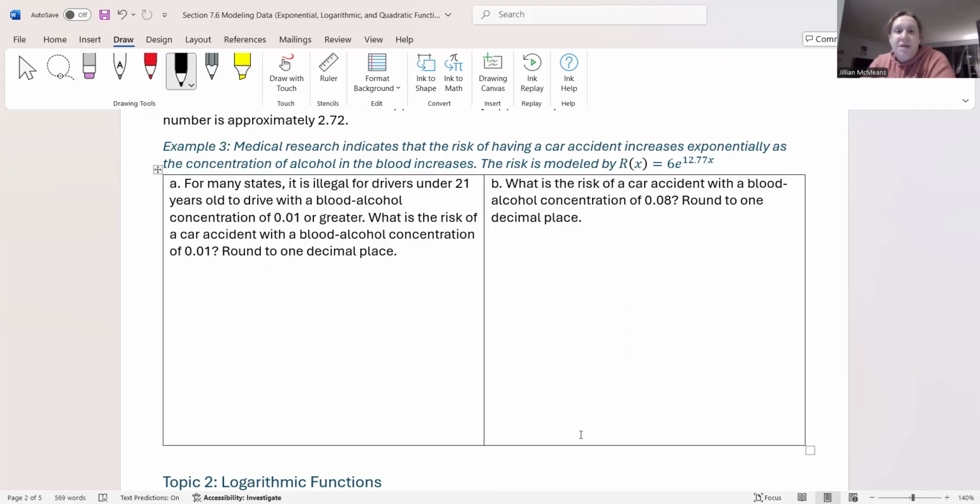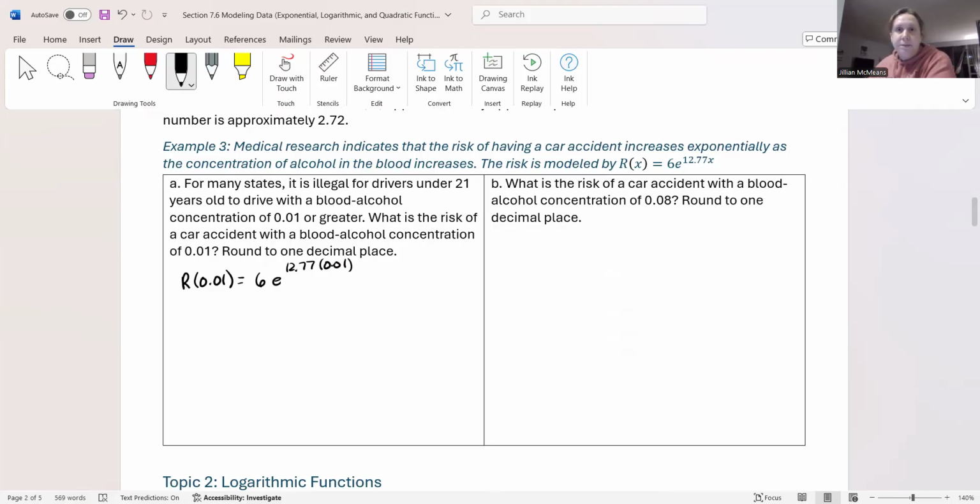It says here for many states, it is illegal for drivers under 21 years of age to drive with a blood alcohol concentration of 0.01 or greater. What is the risk of a car accident with a blood alcohol concentration of 0.01, round to one decimal? Well, what we want to do is take this function R of x and replace x with 0.01 to calculate the increase of our risk. So we get 6 times e to the 12.77 times x, which is 0.01. And we can just do this really easily on the calculator.